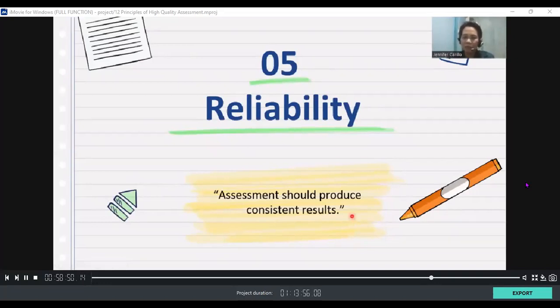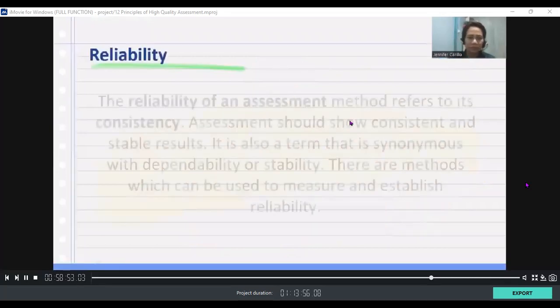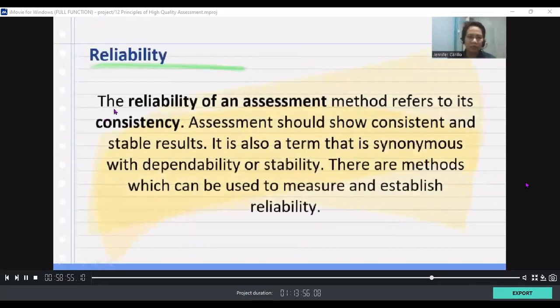Wherever you conduct it, whoever conducts it, the reliability of an assessment method refers to its consistency. Assessment should show consistent and stable results. For example, the performance of BEd 2 should almost be the same as the performance of BTLEd 2, BSEd English 2, and BSEd Science 2. Their performances should be similar so that we can say the test is reliable.